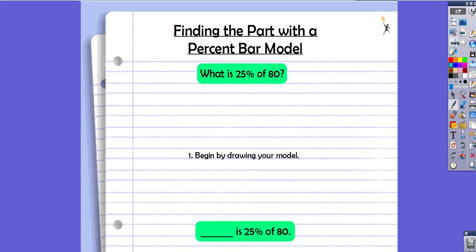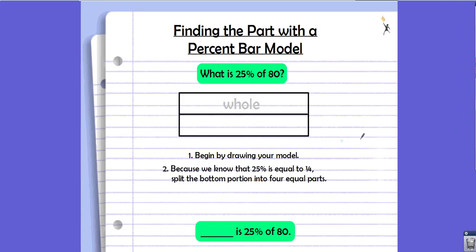With example number 1, we're going to be finding the part with a percent bar model. So let's see how we can use that bar model first. So the first question says, what is 25% of 80? And we're going to begin by drawing your model. So here's the model. Make sure you have it down. The top represents our whole, and the bottom rectangle will represent our pieces.